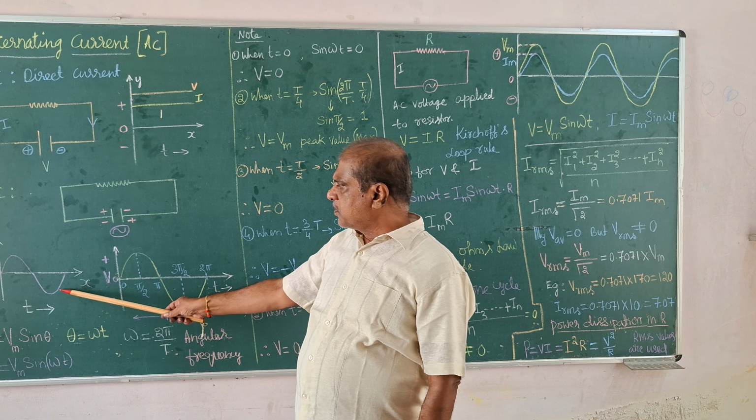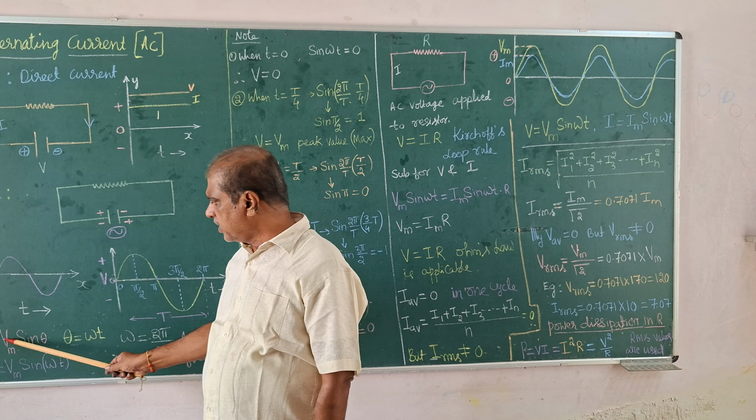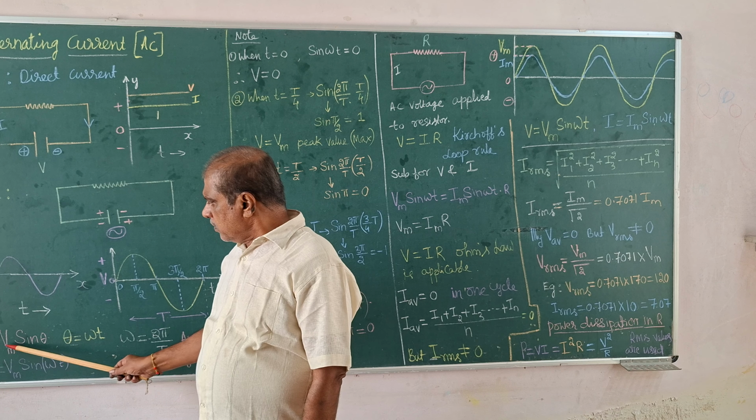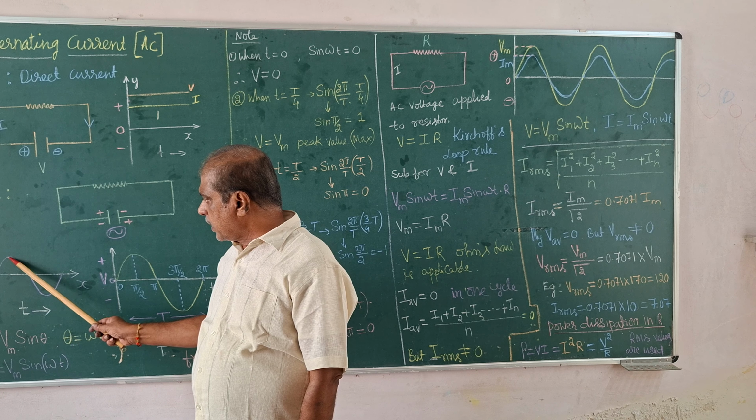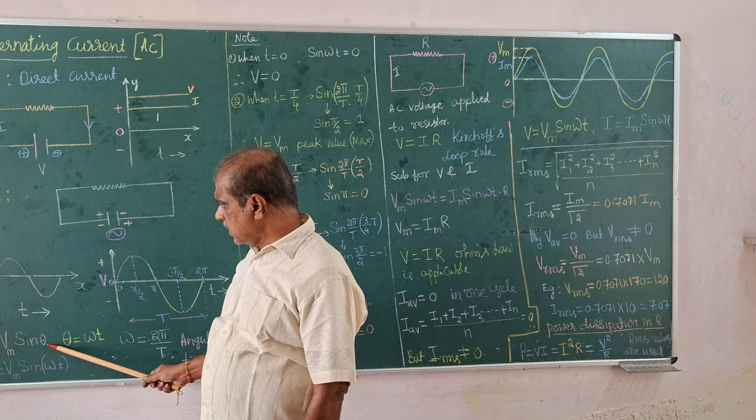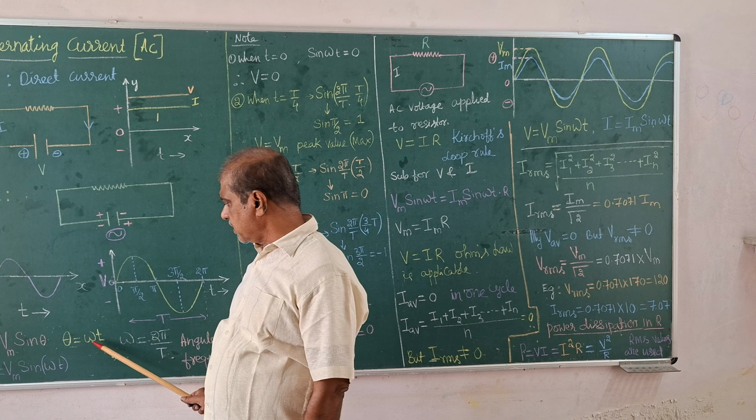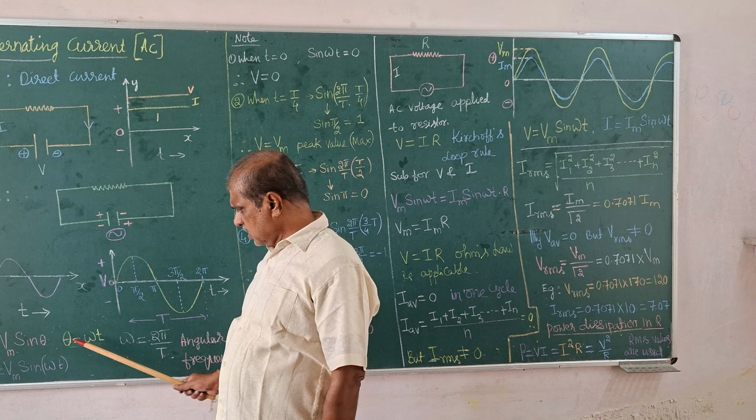V is variable like this, and Vm is a peak value. Vm is a peak value, that is the highest positive value, and the negative value is the same. Vm, once positive, other time negative, is the peak value. This is constant. Constant into variable. Sin theta is a variable, so V is variable. Sin theta means, what is theta? Theta in this case is omega t.